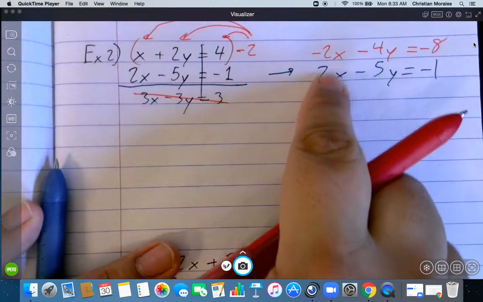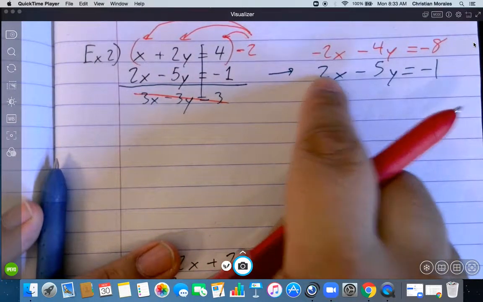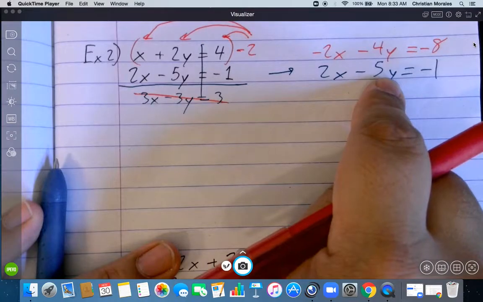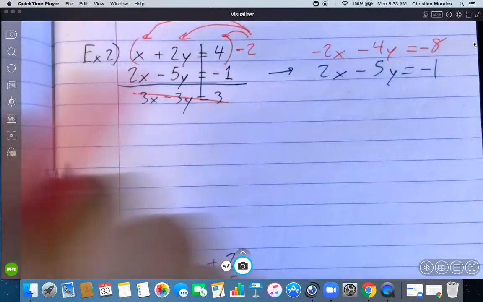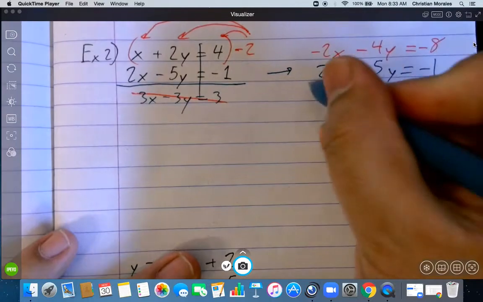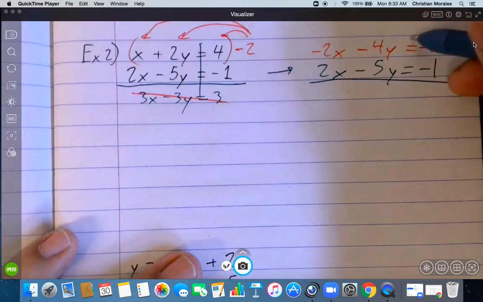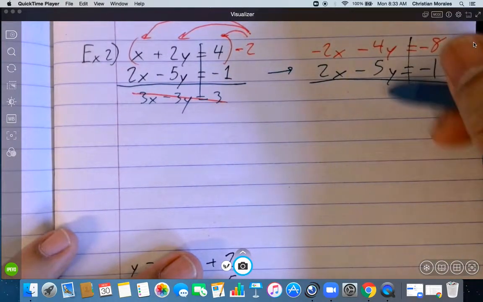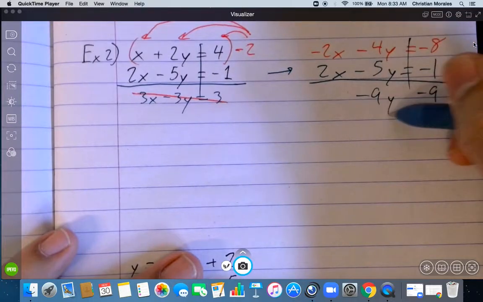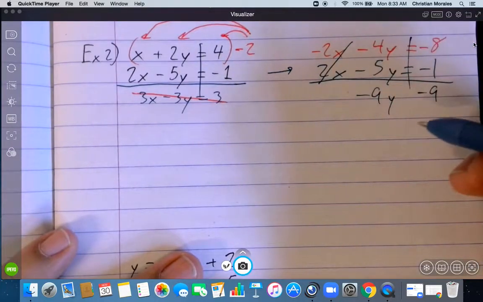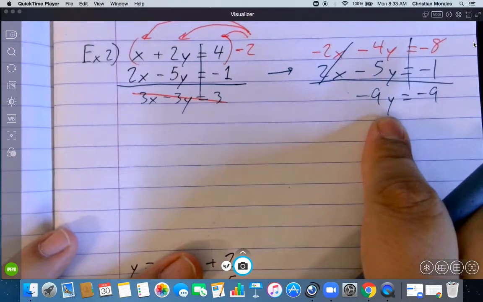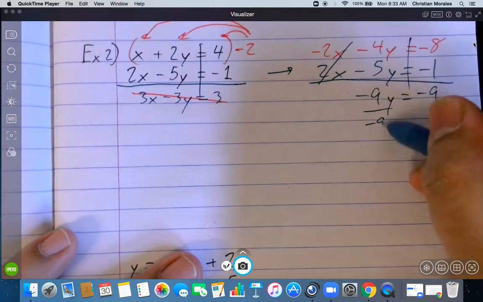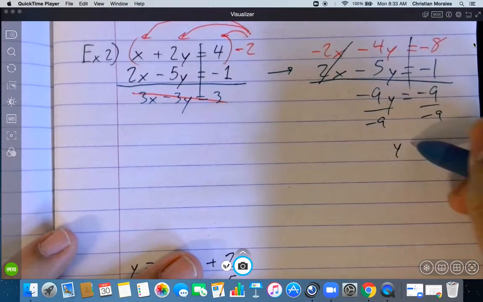And now, you see that? That's going to eliminate. The y's won't eliminate, which is fine. You only need one of them to eliminate. And now I can combine these. So I would get negative 9, negative 9y, and the x's are gone. So I get this problem. I'm going to solve for y. I'm going to divide by negative 9. I get positive 1.